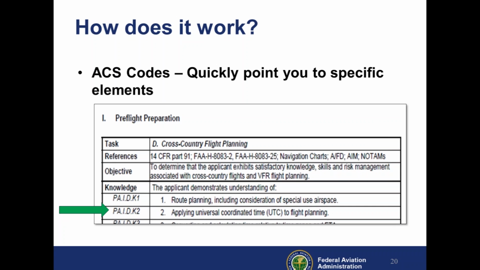And then we have the 1, which tells you your area of operation, and then the D is your task, which is cross-country flight planning in this example. And then the last one, the K2, tells you what element. So you can see that if I were to give you an ACS code, you can very quickly tell me what document you would need to look at, PA being private pilot, for example, and then you can see what area of operation, what task, and what element. So you can drill really quickly down to particular elements.